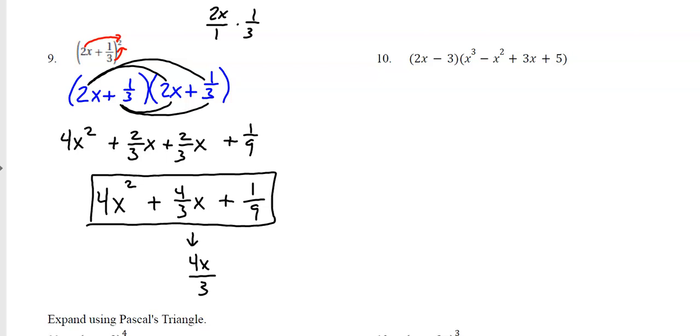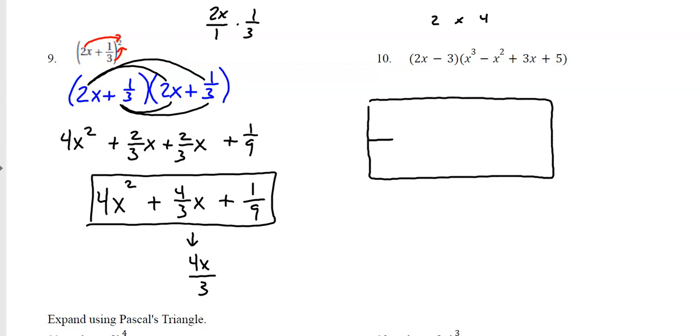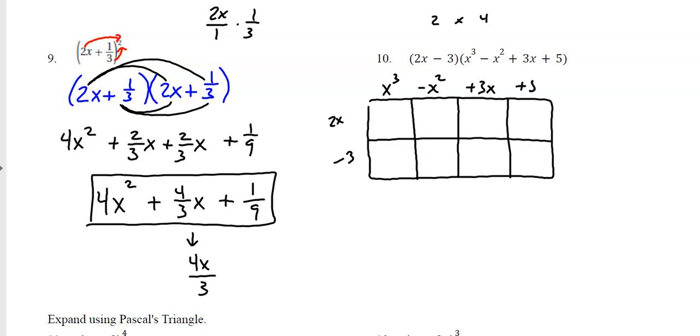Number 10 is a big dog. I mean, this is a 2 by 4, so you're going to have 8 pieces. I'm going to show you this one using a box. So I'm going to do a box with 2 rows for the first piece. Whoop, I don't know why I put the -3 up there. 2x minus 3. And then I have 4 terms going across. So I got to put 4 of those. I need an x cubed, a negative x squared, positive 3x, and a positive 5.